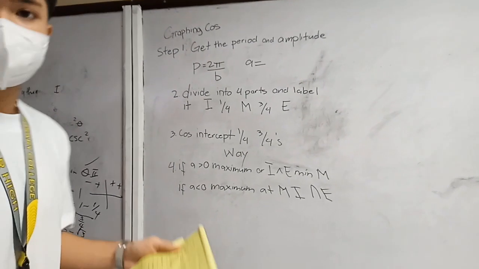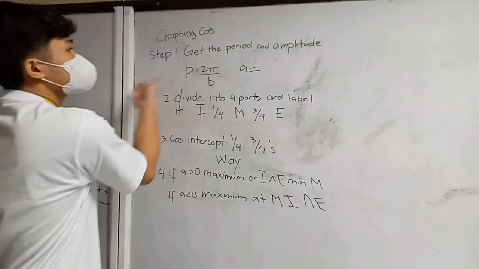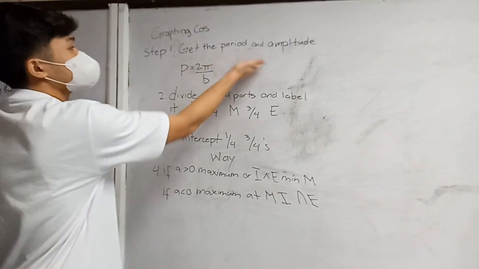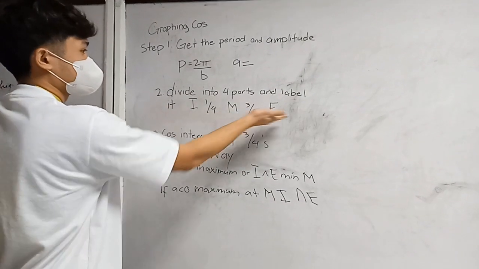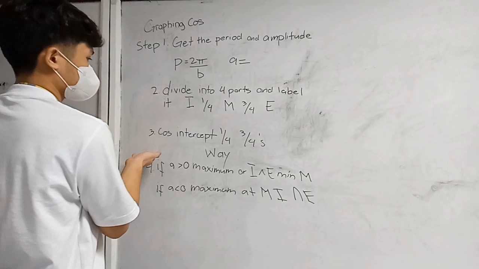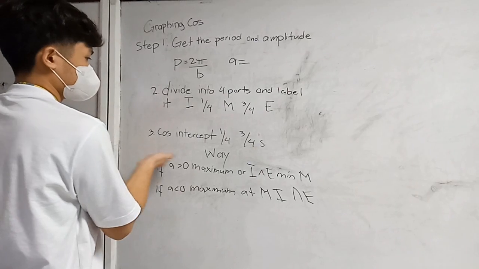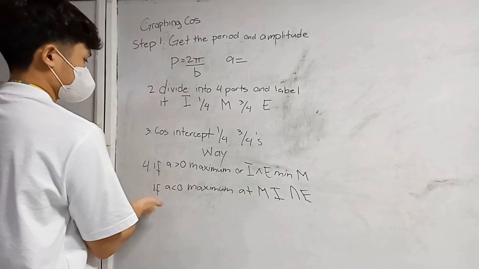So here are the steps in graphing cosine. Step 1. Get the period and amplitude. Using 2 pi over b, you will get the period. Step 2. Divide it in 4 parts and label it initial, 1/4, middle, 3/4, end. Cosine intercepts at 1/4 and 3/4 way. And the last step, if the amplitude is greater than 0, then the maximum is at initial and end, minimum at middle. If the amplitude is less than 0, maximum at middle, minimum at initial and end.